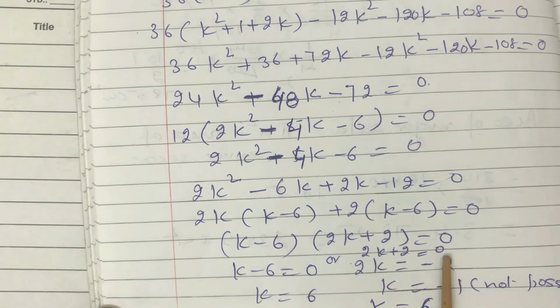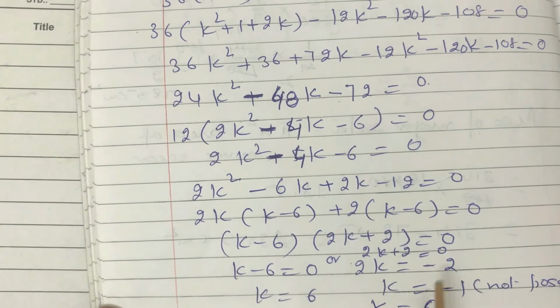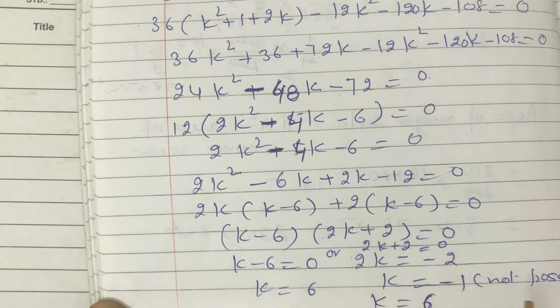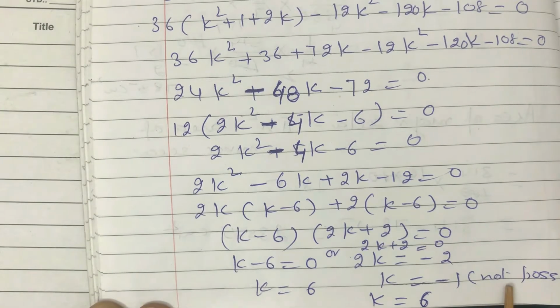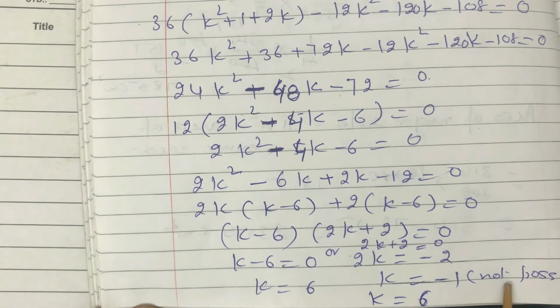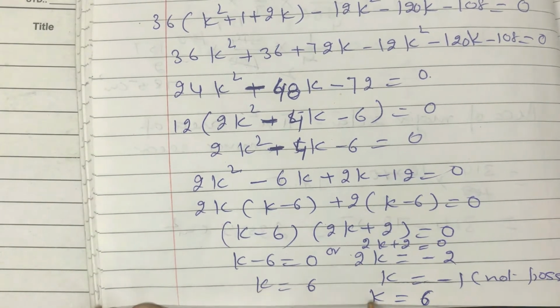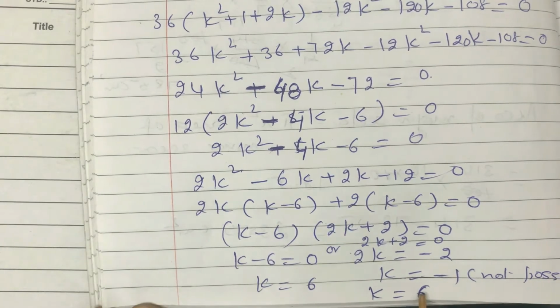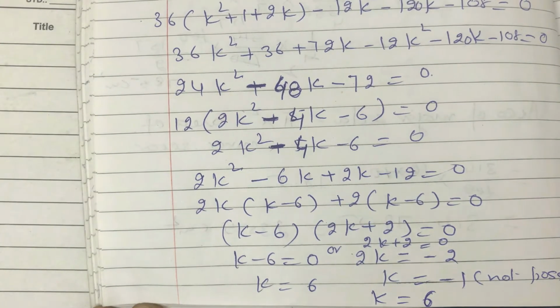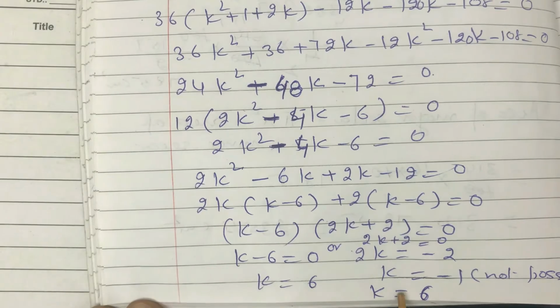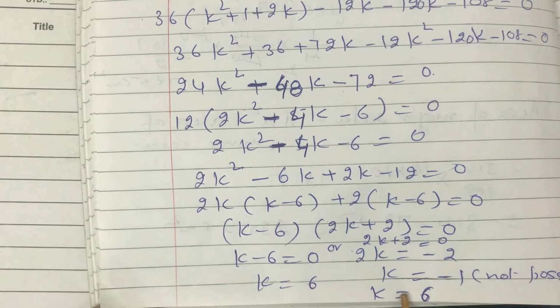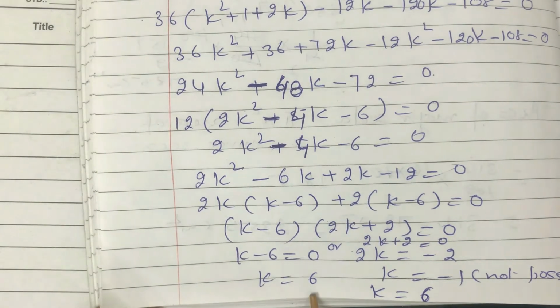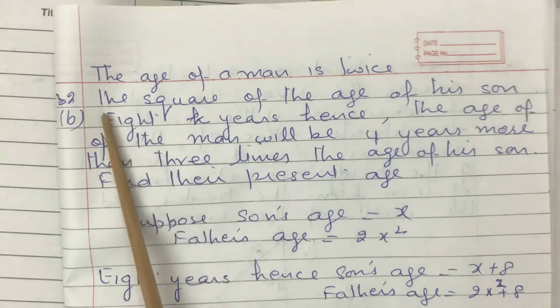If 2k plus 2 is 0, then 2k is equal to minus 2, then k is equal to minus 1, which is not possible because it is written in the question that k is not equal to minus 1. So the value of k is equal to 6. That is the answer. If you put k is equal to 6 in the equation, you will find it has two equal roots.